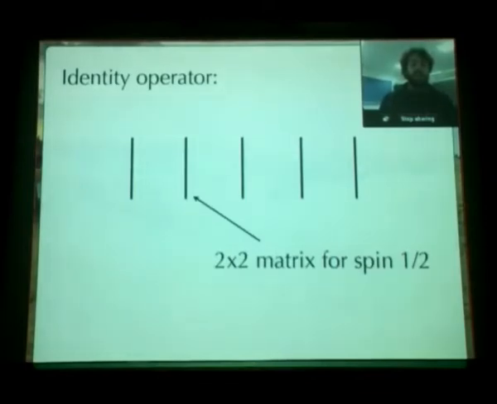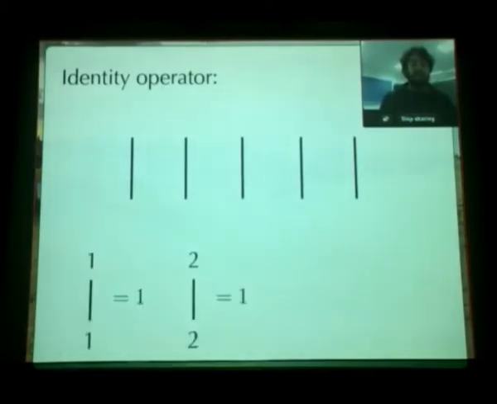Well, a single line in this notation represents a 2x2 matrix for the case of spin one-half, or d by d if your site dimension is d. So this line just means that if the two indices are the same, you get 1. And then if you click again, if the two indices are different, you get 0. So that's all the line means. It just means make the two indices at the end of the line the same.